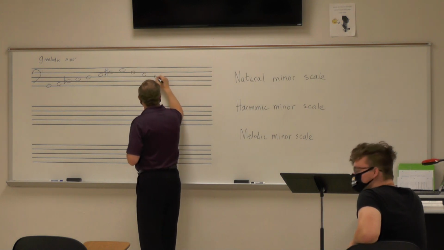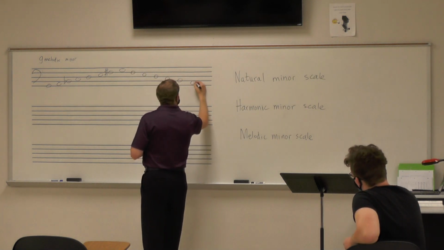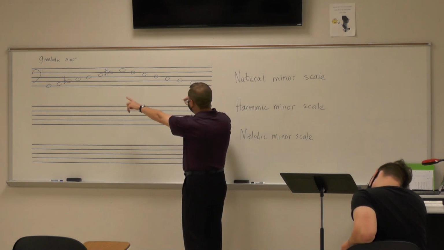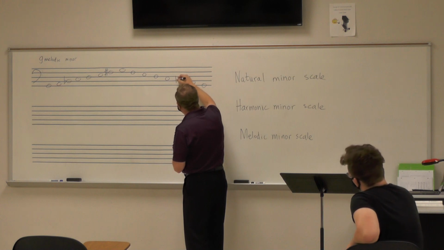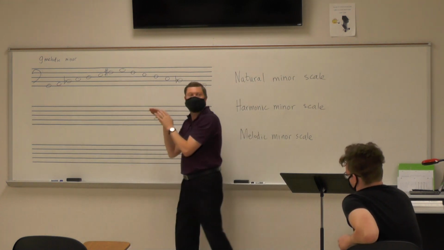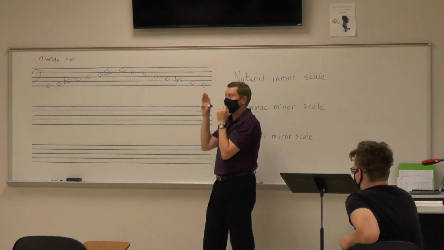All right, now we've got to get the descending version written out here. So I'm going to fill in all the bubbles. And I know, for instance, that because that third scale degree is B flat, then this one also has to be B flat. It's only scale degrees 6 and 7 that are different between the ascending and descending version.